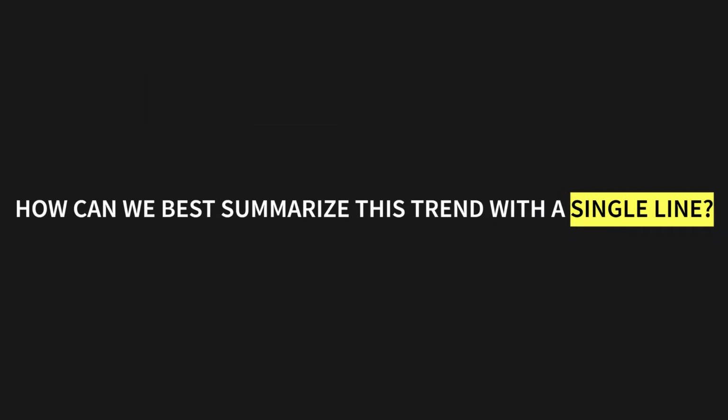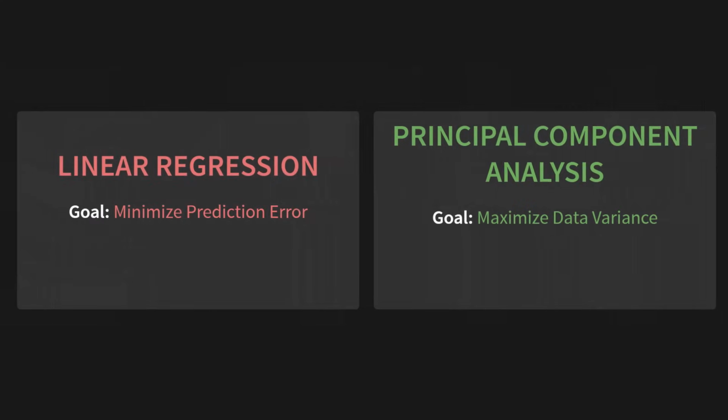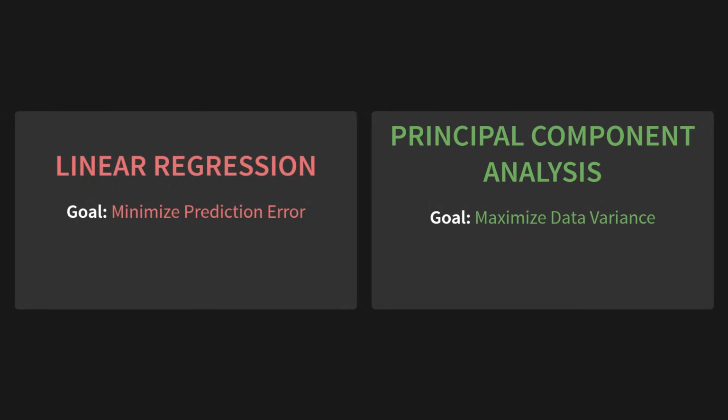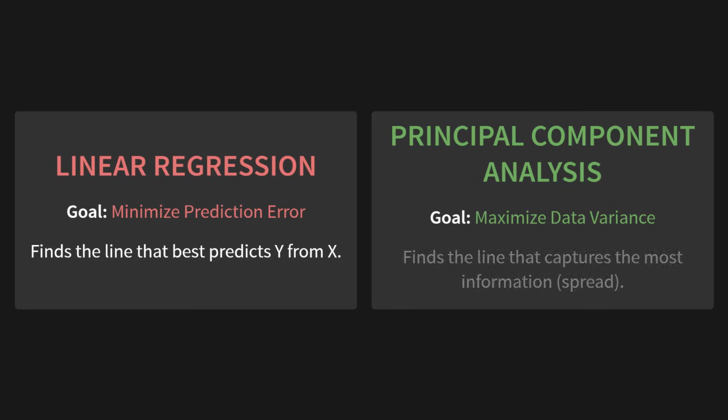Now here's the big question. How can we best summarize this trend with a single line? Your first thought might be linear regression, but PCA has a totally different goal. Linear regression's goal is to minimize prediction error. It finds the line that best predicts Y from X. PCA, on the other hand, its goal is to maximize data variance. It finds the line that captures the most information, the most spread.